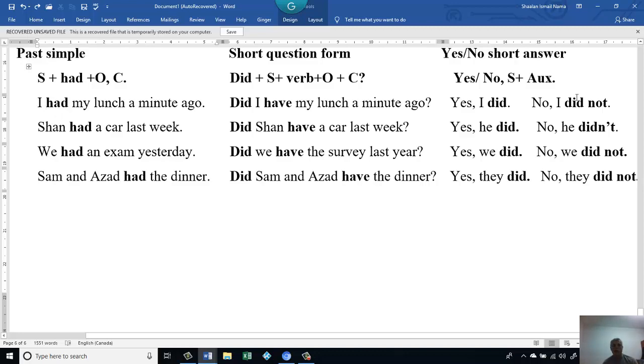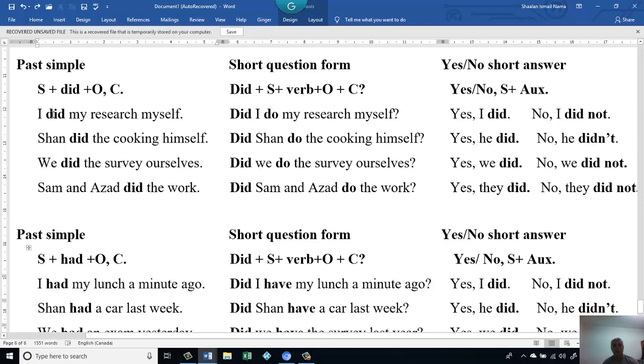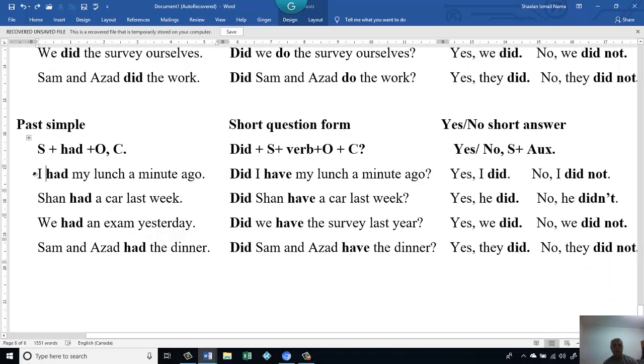It means possessive. And before here, I forgot to mention it: here it means the action that a person does, to do. That's the reason we say did. Let's go back here. We say I had my lunch a minute ago. Then I have "had" here as with any irregular verb. Then we say, did I have my lunch a minute ago? Yes, I did. No, I did not.